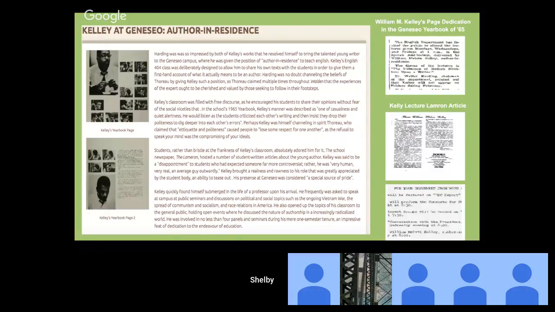So basically I guessed that Harding was trying to get Kelly to share how he was an author, how he dealt with it. And Kelly, to his credit, really jumped into the role. He participated in 5 different seminars, a book reading.